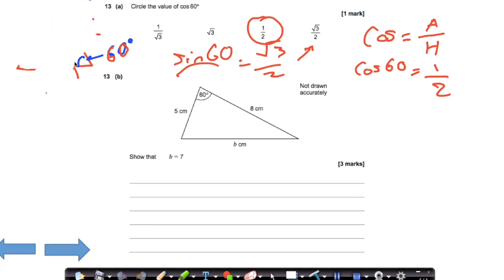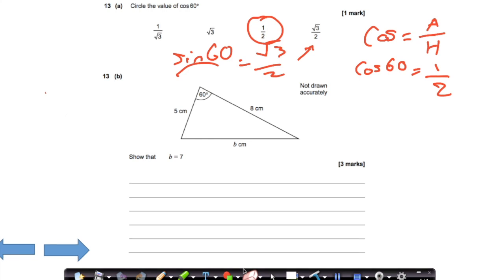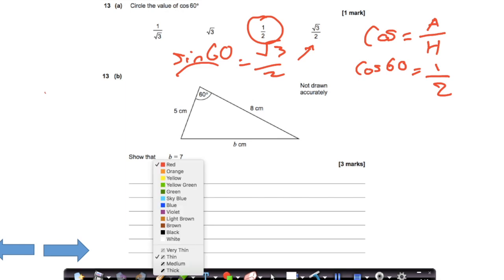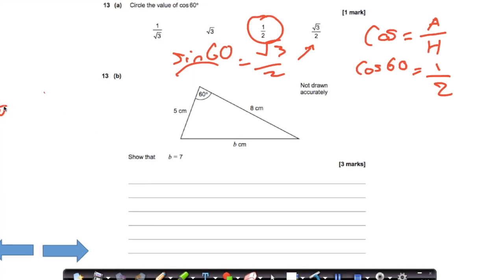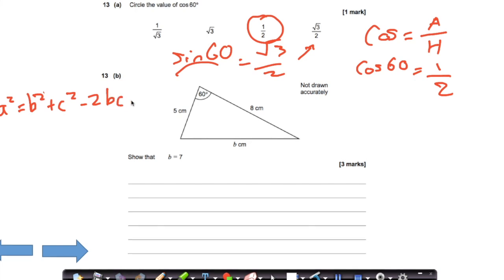So in our triangle here, if we've got to show that b equals 7, what we're going to use is going to be our cosine rule. We should remember it's chosen b here, but I'm just going to write it in the format that you might remember it as, which is a squared equals b squared plus c squared minus 2bc cos A.